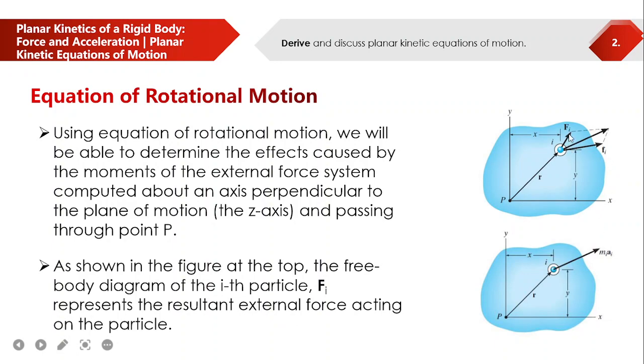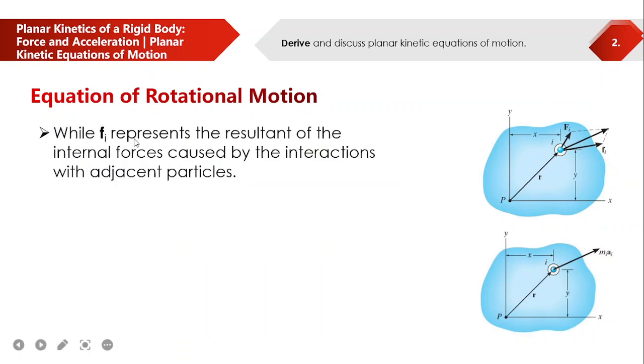So this is your F sub i. This is the resultant of the external forces acting on the particle. While f sub i represents the resultant of the internal forces, take note, internal forces caused by the interactions with the adjacent particles. Okay? So your capital F is external, the small letter f here is the internal forces.